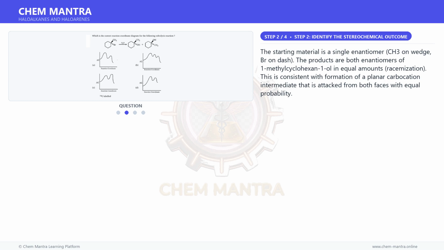Moving on to the next step. The starting material is a single enantiomer, CH3 on wedge, Br on dash. The products are both enantiomers of 1-methylcyclohexan-1-ol in equal amounts, racemization. This is consistent with formation of a planar carbocation intermediate that is attacked from both faces with equal probability.